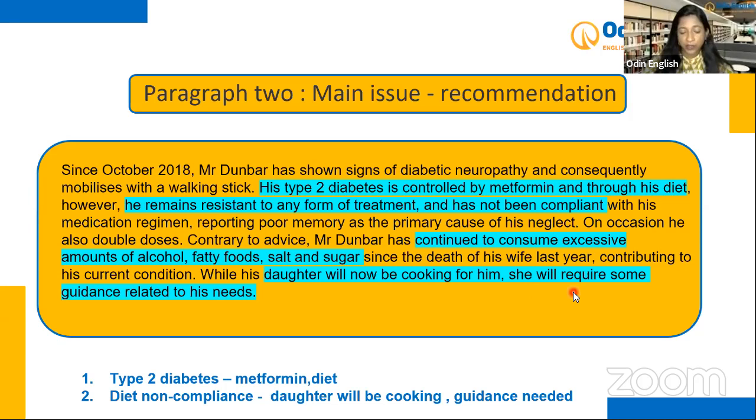So the main issue and all the recommendations are here. The main issue is type 2 diabetes, and dietary and medication non-compliance. For that, they mention the use of metformin, and that the daughter will be cooking for him and that she will need guidance for the same.